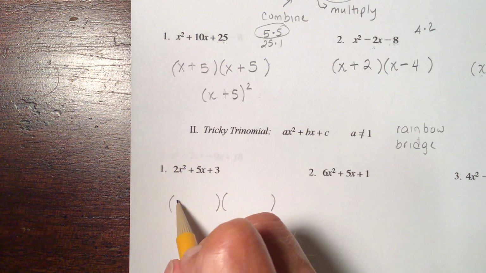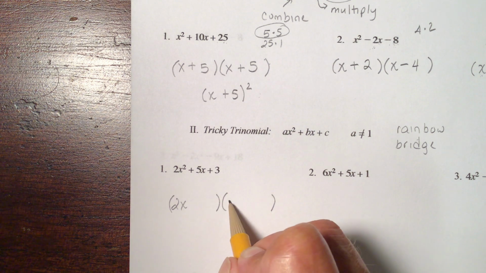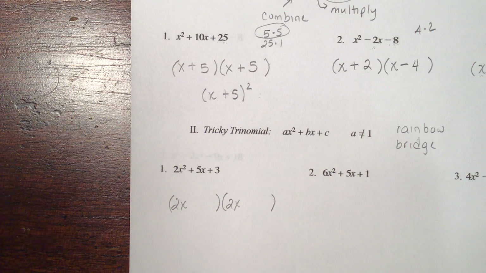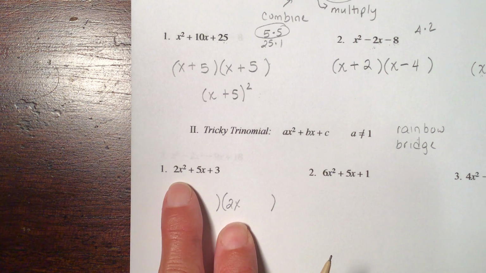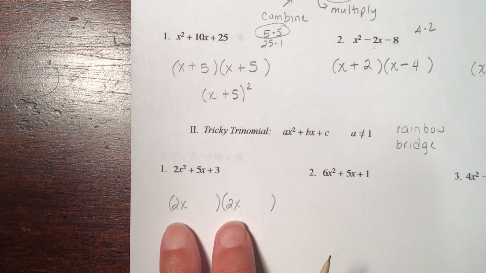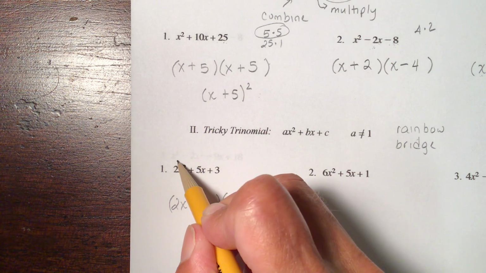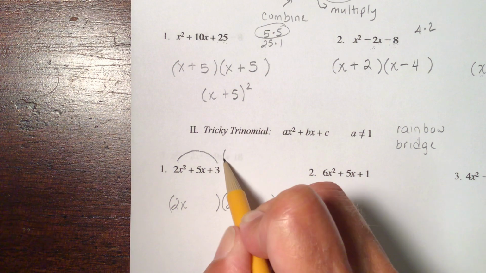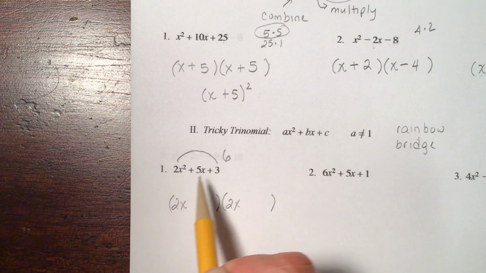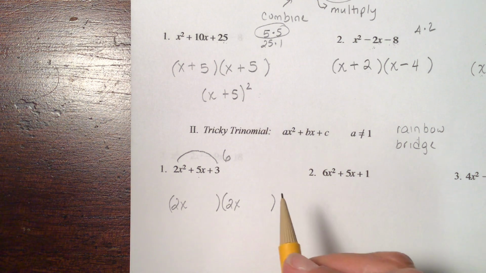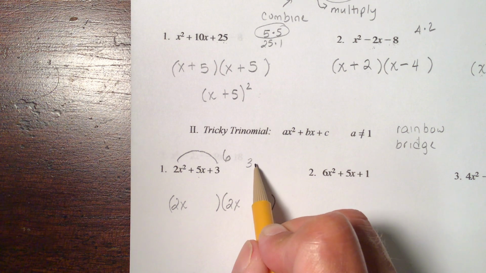I'm going to bring down a 2x and a 2x in each of my set of parentheses. Now I know when I multiply 2x times 2x, I do not get 2x squared. Okay? So I kind of am cheating right here. I'm going to account for that later on. Then I go here and I multiply and I get a 6. So I need 2 numbers that multiply to 6 and combine to give me 5. Once again, that's going to be 3 and 2.